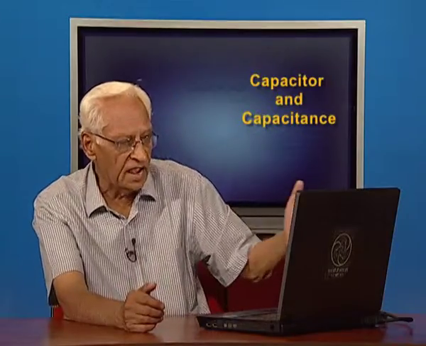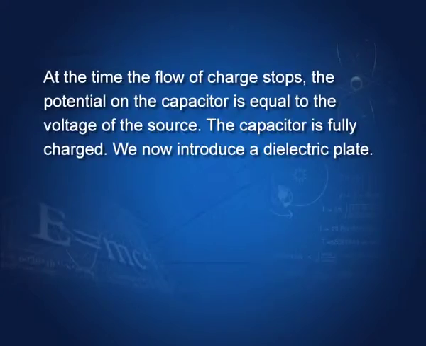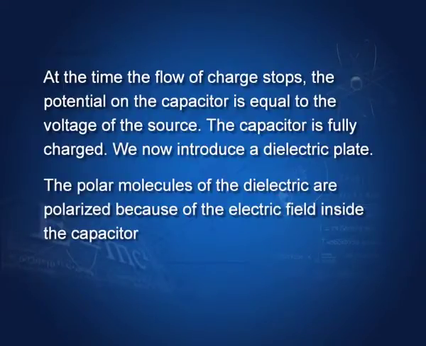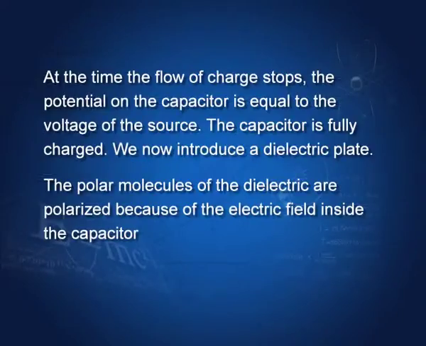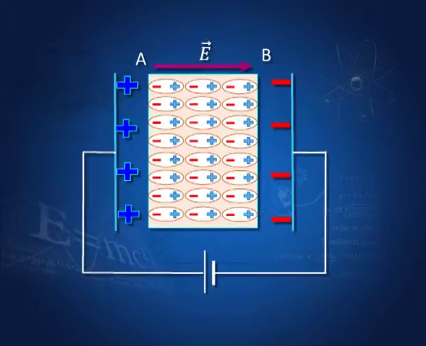We now introduce a dielectric plate. So far it was air, now we introduce the dielectric plate. The polar molecules of the dielectric plate are polarized because of the electric field inside the capacitor. We have positive charge here, we have a negative charge here, we have the electric field, and this electric field polarizes the molecules of this dielectric.